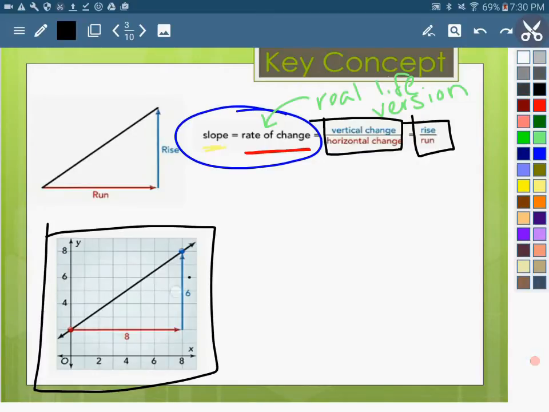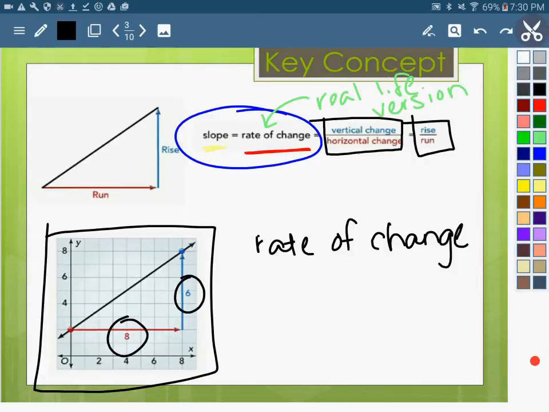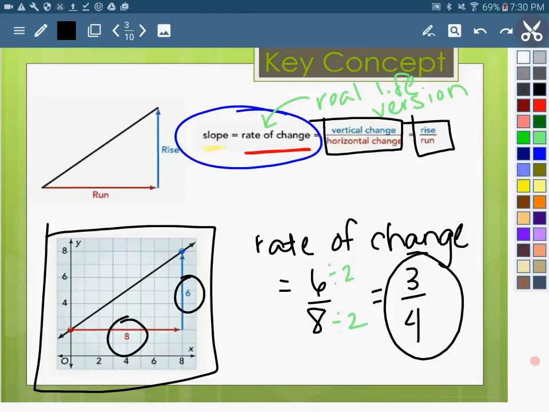So the rise here is 6 and the run here is 8. I would write my ratio, rate of change is equal to 6 over 8. And then I would also remember that any fraction I ever write, I should always try to reduce, and both 6 and 8 are divisible by 2. So the rate of change of the triangle that is in my little square right here is 3/4. Just like we did slope, it's the same exact practice, only this time we're calling it rate of change, and we may need to connect it to a real life situation.